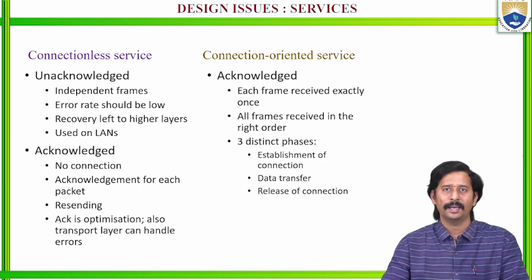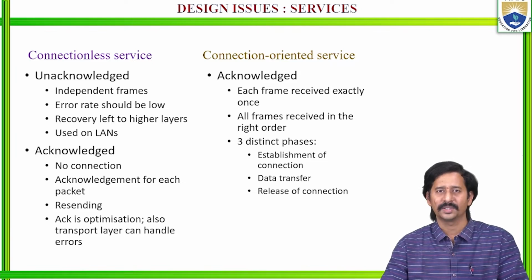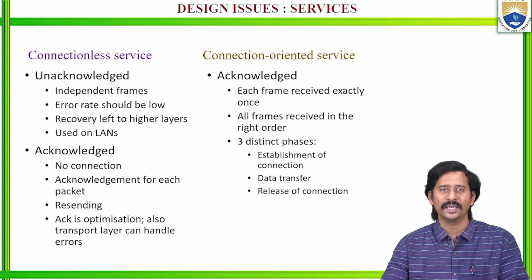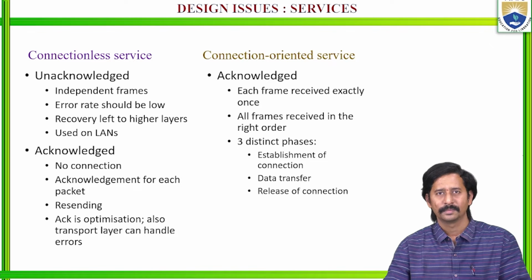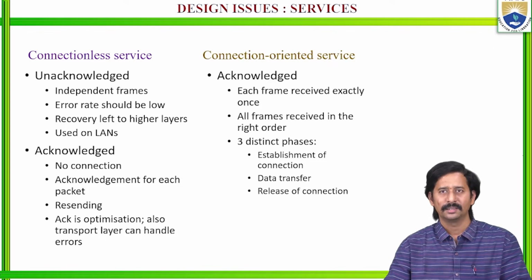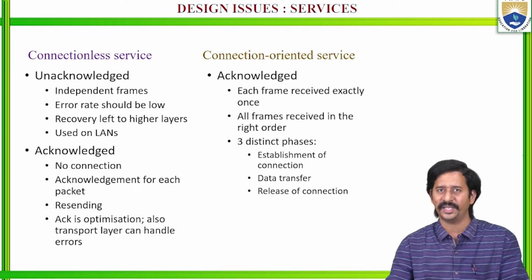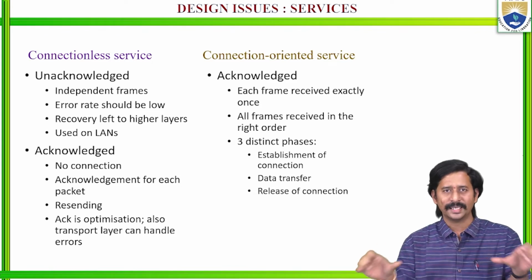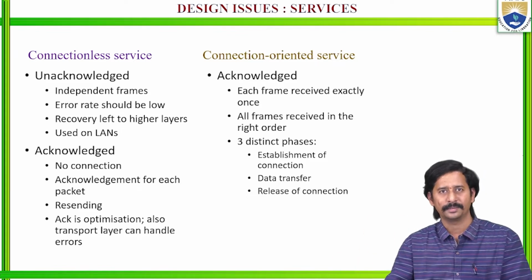So for any connection oriented service, particularly acknowledged connection oriented service, we have three different phases. You know the basic principle, right? Request, use, release. Request, use, release. So how is it adapted to computer networks? For connection oriented service, first phase is establishment of connection between source as well as the destination. Second one is data transfer. Once the connection is established, then the actual data may be transmitted from source to destination.